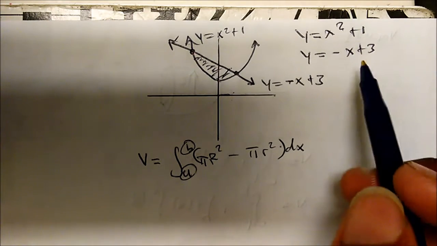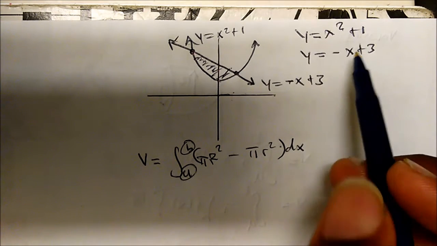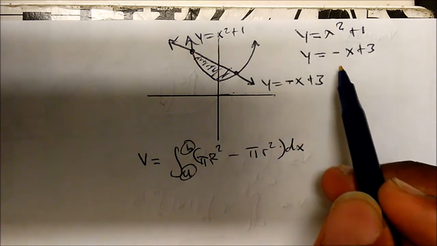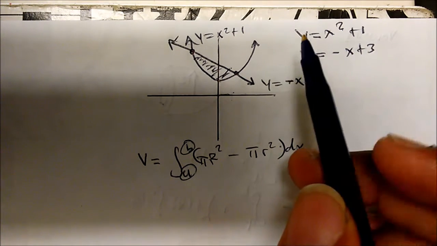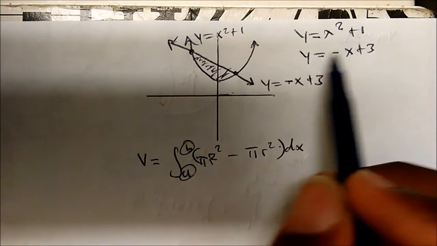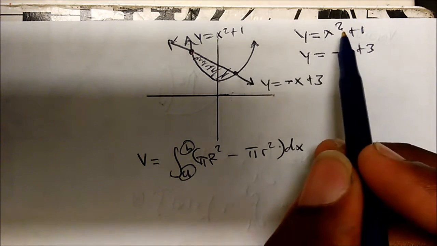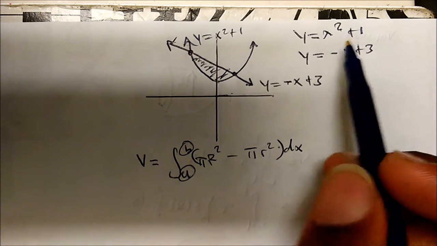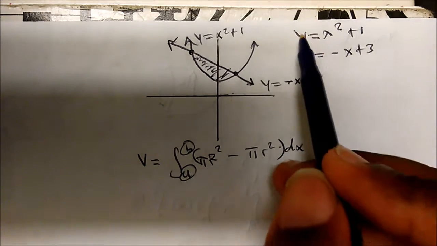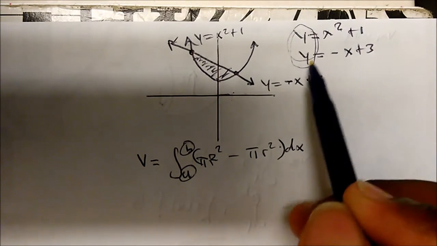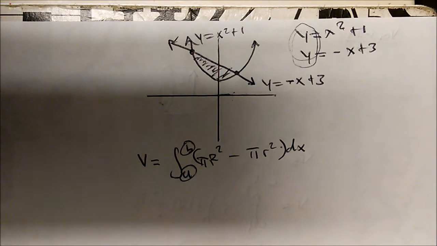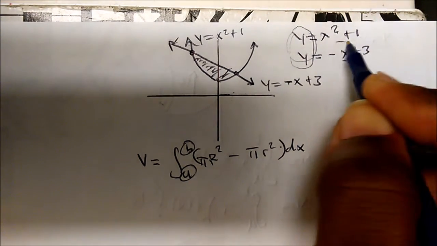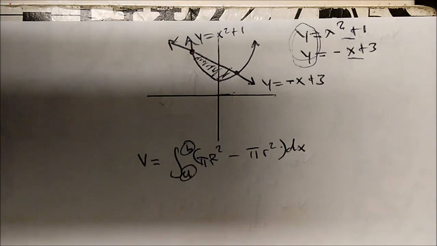My point is I could not have set these functions equal to each other if I had moved this x over here and added a plus x, giving x plus y is equal to 3. I could not set x plus y is equal to 3 to x squared plus 1. So both your variables have to be equal to some function of x before you could set those equal. So the only thing to do was to set these equal to each other and see what my limits of integration are.